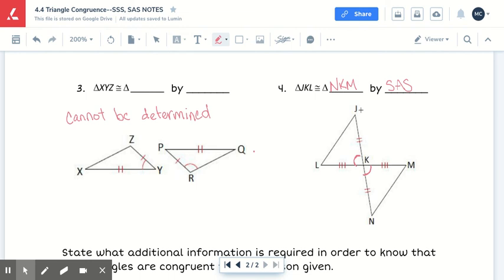And they gave me the triangle JKL. So they went 2 tick marks and then the included angle and then 3 tick marks when they named the triangle. So when I name the other one, I need to make sure I go 2 tick marks, included angle, 3 tick marks. So NKM.